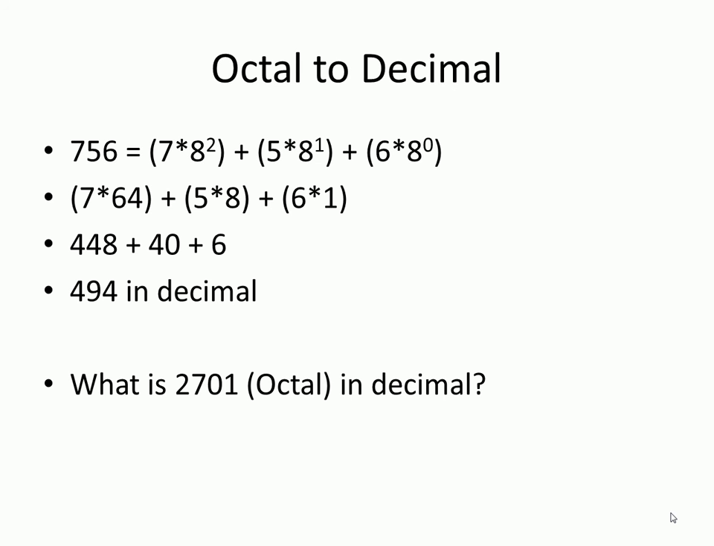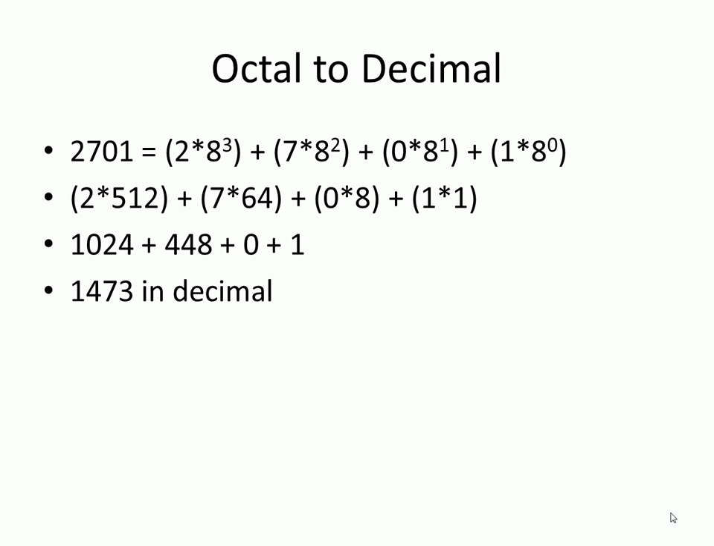Again, you've got the slides to work with on the homework, so that makes it easier. Now what about 2701 octal in decimal? That's a bigger number. Well, I did it for you. We have 8 to the 0, 8 to the 1, 8 to the 2, 8 to the 3. So even though the digit in the 8 to the 1 place is a 0, we still use it. 8 to the third power is 512. So it's 2 times 512 plus 7 times 64, plus 0 times 8 plus 1 times 1. So we end up getting 1473. Everybody see that?